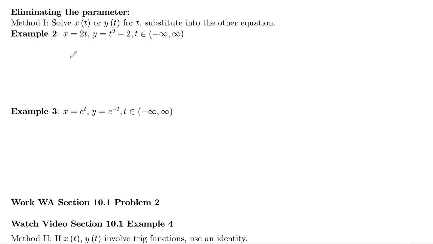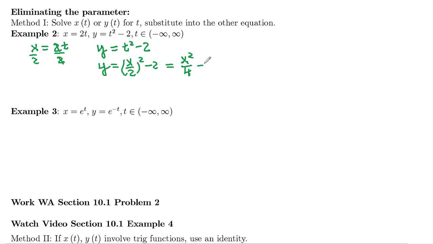So that ended up being a parabola. Let's see why. If x is equal to 2t and y is equal to t squared minus 2, then we can divide both sides by 2 here and solve for t. So you get t is equal to x over 2, and then plug that in here. So we get y equals (x over 2) squared minus 2, which is equal to x squared over 2 squared, which is x squared over 4 minus 2.